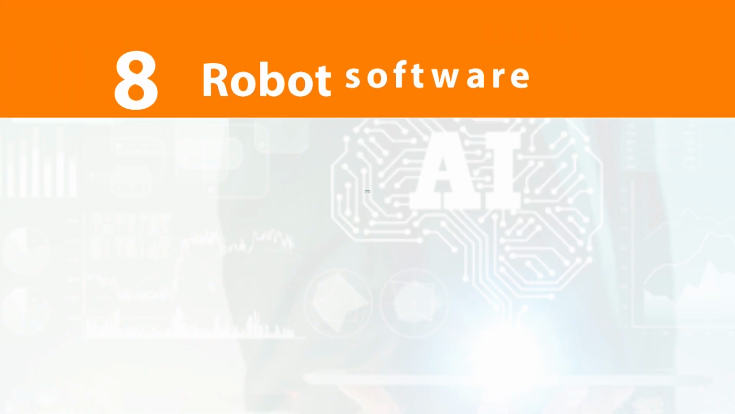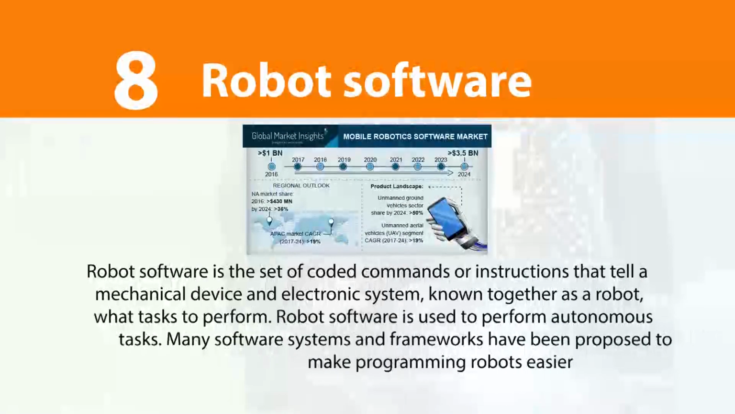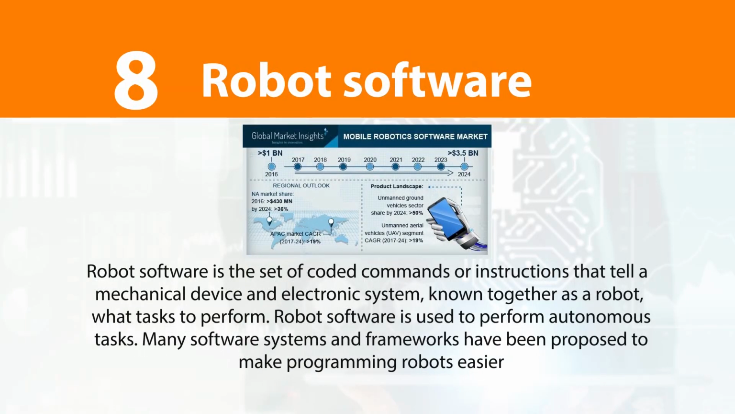So robot software is a set of coded commands or instructions that tell a mechanical device and electronic systems, known together as a robot, what tasks to perform. So robotic software is used to perform autonomous tasks. Many software systems and frameworks have been proposed for making these robotic software.